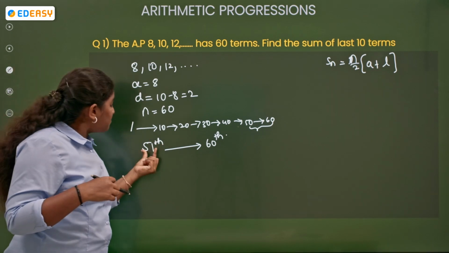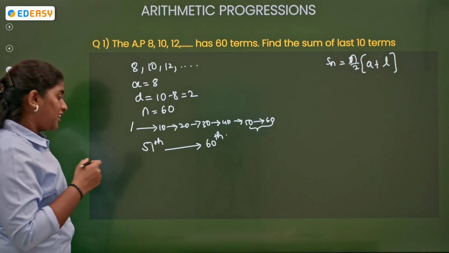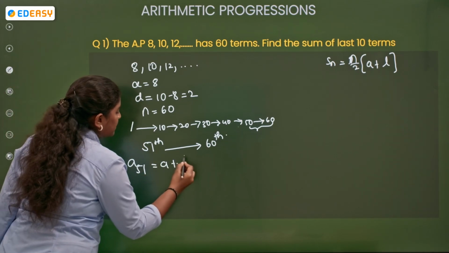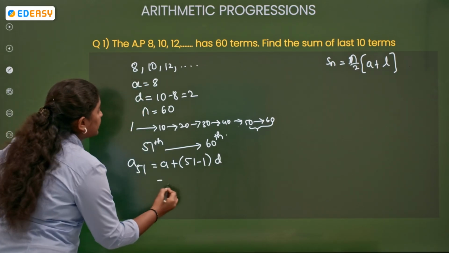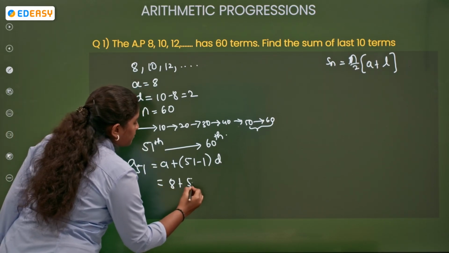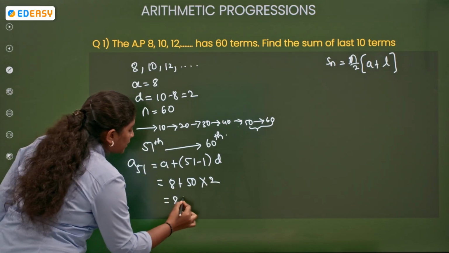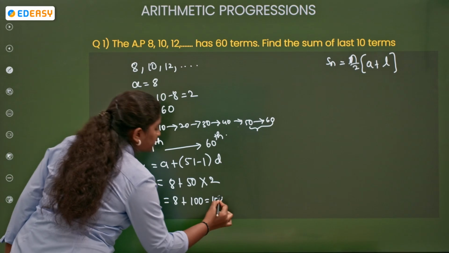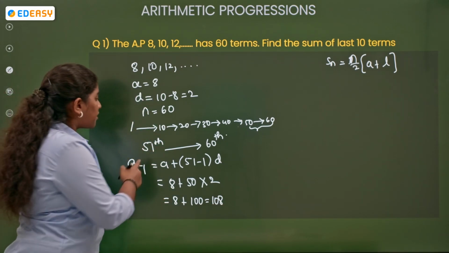Now, can I find my 51st term and 60th term? Yes, we can. A51 will be given by a plus (51 minus 1) into d. That is nothing but 8 plus 50 into d, which is 2. So what is the value? 8 plus 100, which is nothing but 108. Right? So we got the 51st term as 108.